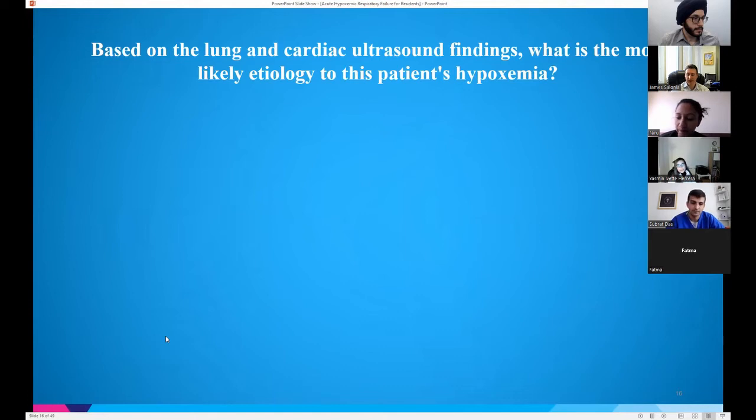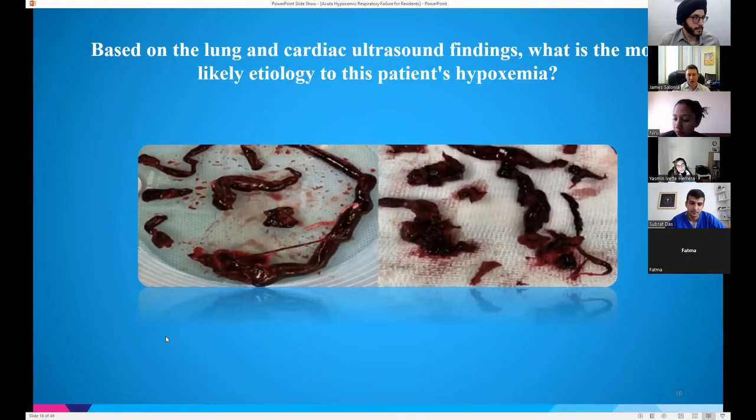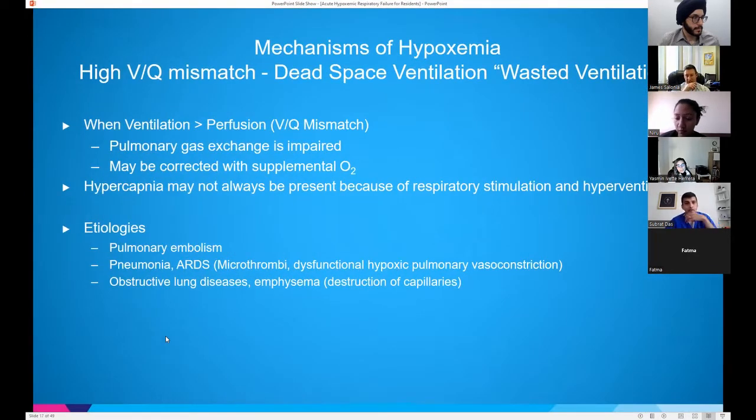Pulmonary embolism. Good. So now you have a whole bunch of pulmonary embolism in the lung, right? So this is what you might find when you have a patient like this. So why do they become hypoxemic? Well, this is where we're typically getting into something called dead space ventilation or high VQ mismatch.